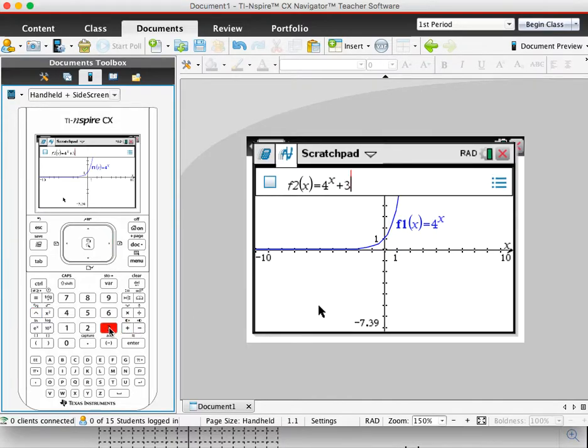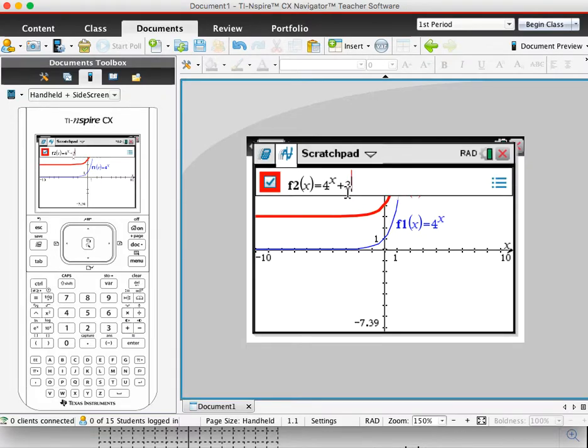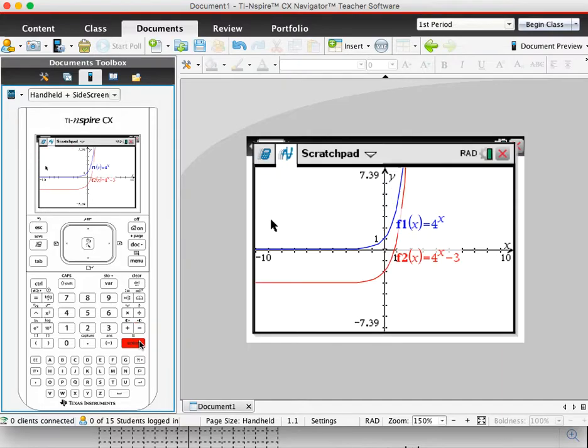plus 3. When you look at this, you can see that the plus 3 moved the graph up 3. This is similar to what we looked at with our parent function on quadratics. Plus 3 makes it move up 3, and if you change this to minus, it moves it down 3. So your asymptote can move based on the function that you have. So if it's outside of the exponent, it's going to move it up and down.